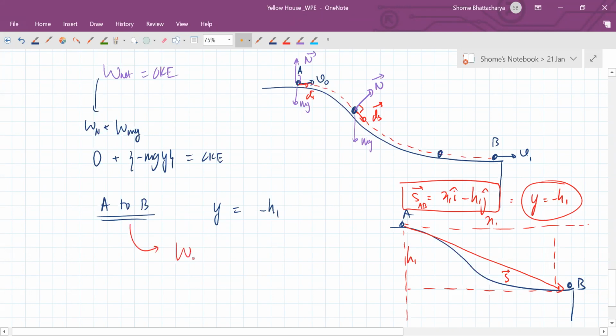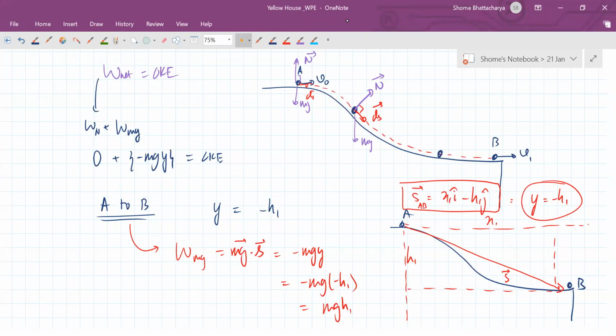So from A to B, the work done by mg, which is mg dot s, becomes minus mgy. How much will it be? Minus mg into minus h1. So it will be mgh1. Is this equation clear, Prince? That only is the work done, and it is equal to the change in kinetic energy. Now at A, the speed is v naught. At B, the speed is v1. So the change in kinetic energy from A to B is half m v1 square minus half m v naught square. Got it?